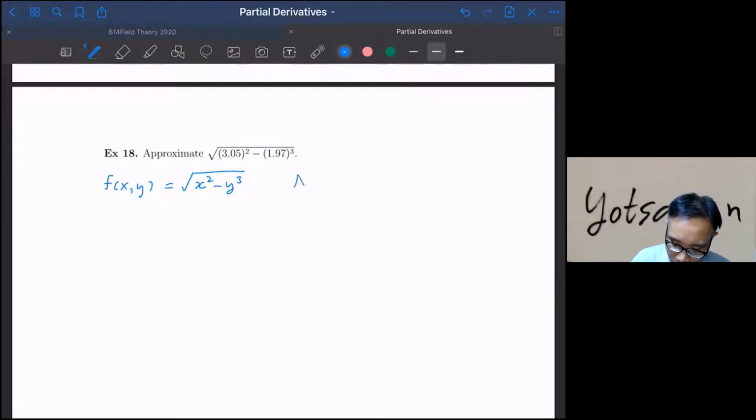And you need f at 3.05 and 1.97. So you need the approximation of f(3.05, 1.97). What should we do? We're going to write this as f(3 plus 0.05, ...) and 1.97 comes from 2 minus 0.03, or 2 plus negative 0.03.